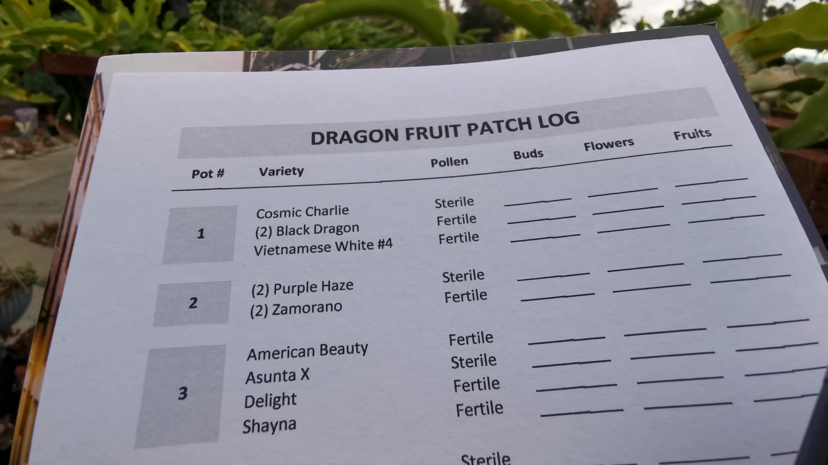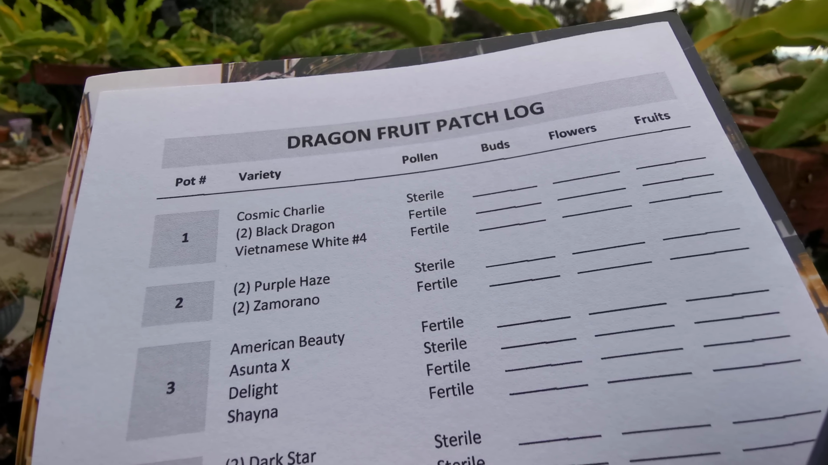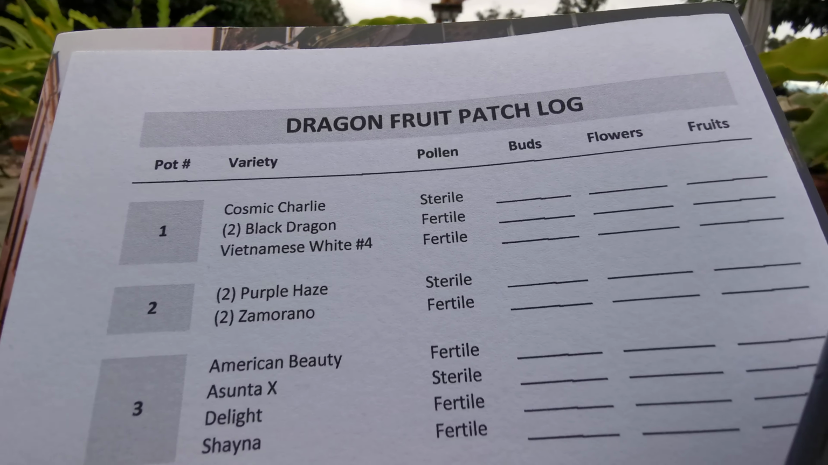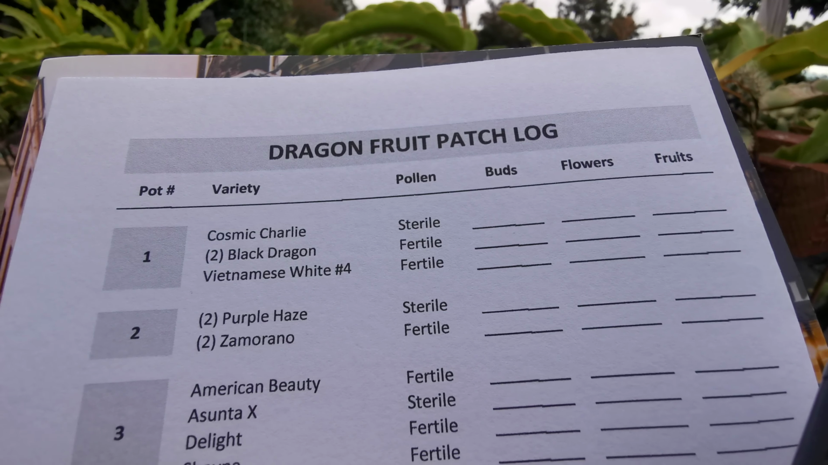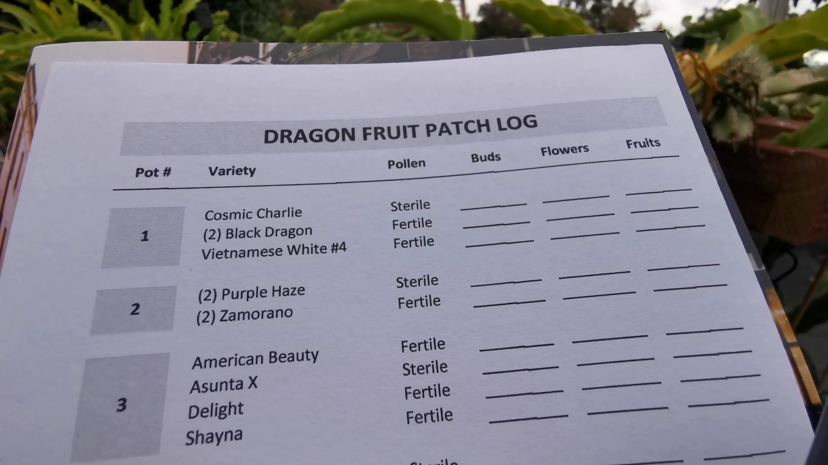Alright, today is going to be a little bit longer video because I'm going to show you how I track my dragon fruit. So I keep a log. This is the form that I made. I just print one out every time I do this. So I put a date. So I have pot number.